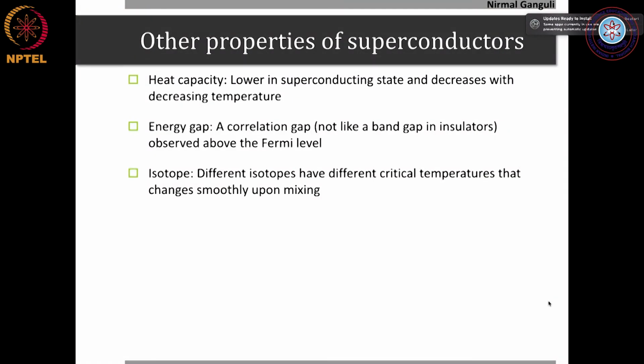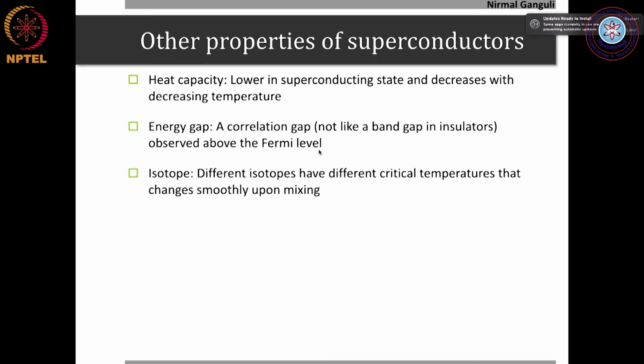There are other properties of superconductors, like heat capacity, which is lower in the superconducting state and decreases with decreasing temperature. There is an energy gap in a superconductor, which is a correlation gap, not at all like the band gap in a band insulator, and this gap is observed around the Fermi level.